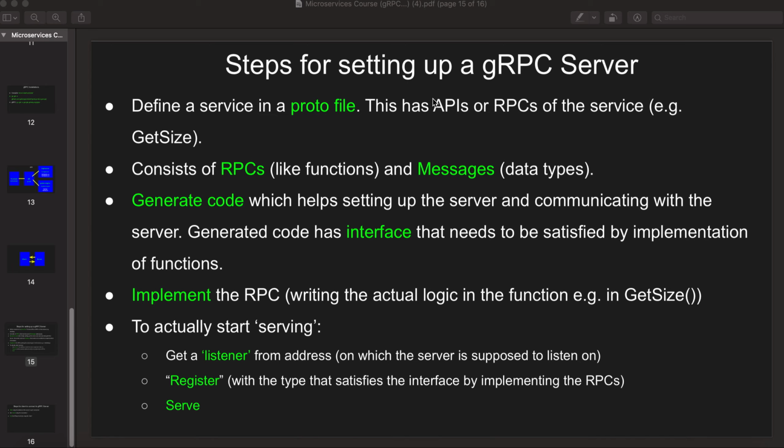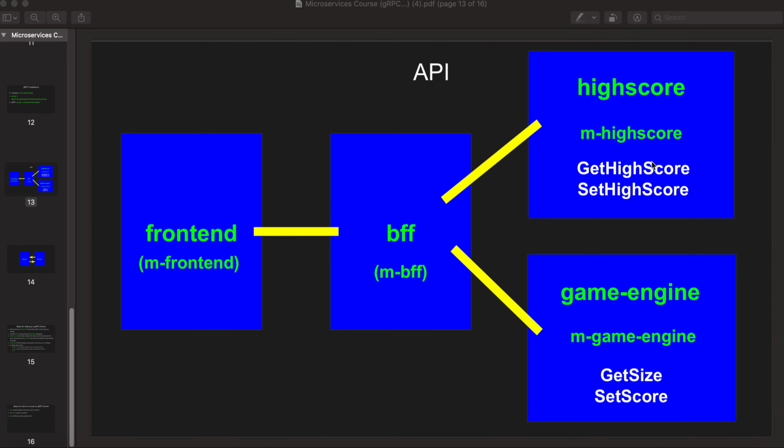Later on, I'm going to go through each of these steps and basically perform these steps to actually start a gRPC server. So in our case, we'll have two servers eventually. The first one is of the high score microservice. This will be in the form of a gRPC server. Then the game engine microservice will also be in the form of a gRPC server.